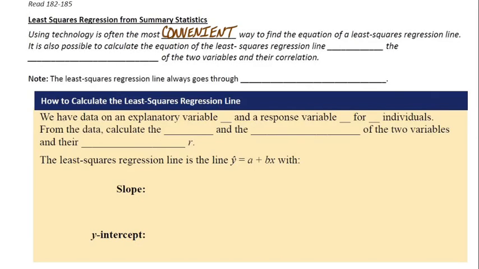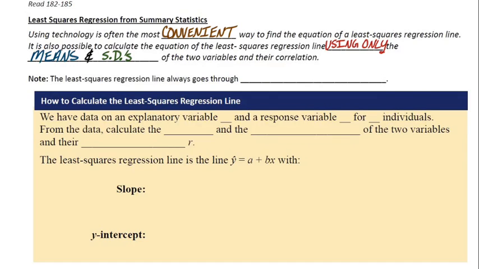The first blank says, using technology is often the most convenient way to find the equation of the least squares regression line, but it's also possible to calculate the equation using only the means and standard deviations of the two variables and their correlation. So it's really convenient to use the calculator sometimes if you just have the list of data. But even if you don't have the list of data, you can still calculate the LSRL with just the means and standard deviations of the two variables, x and y, and their correlation.